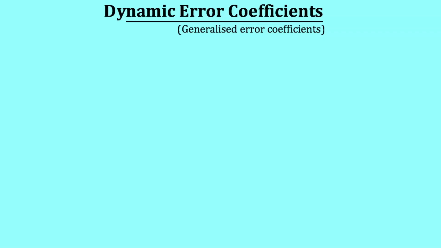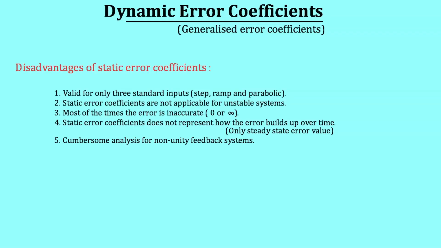In this lecture, we are going to discuss dynamic error coefficients, but before moving forward, first let us see what are the disadvantages of static error coefficients because of which there was a need to introduce dynamic error coefficients. First of all, the static error coefficients are defined for only three standard inputs, which are step input, ramp input, and parabolic type input. These are also not applicable for unstable systems. On the other hand, dynamic error coefficients are valid for stable as well as unstable systems.